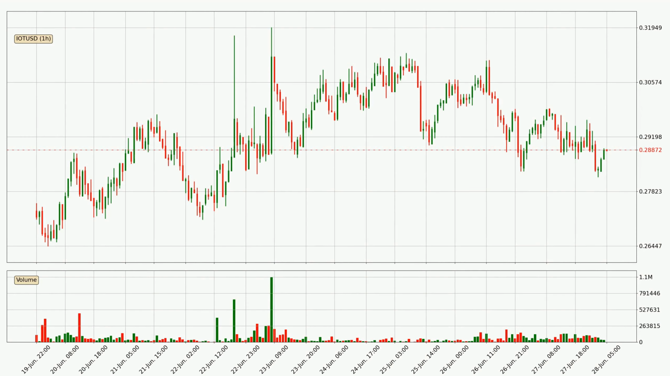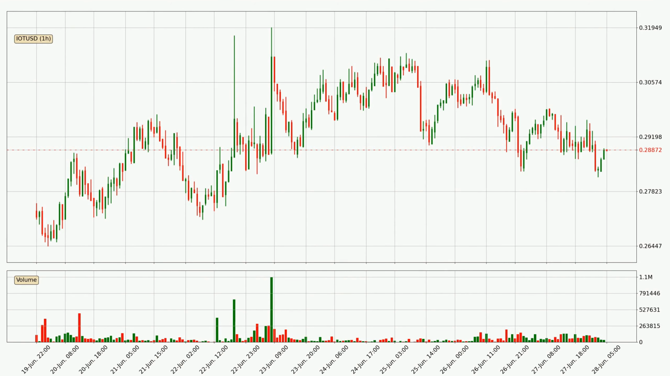In today's video you will find out how the price of IOTA has changed and what the technical indicators SMA, RSI, divergence and stochastic RSI are showing. If you are not familiar with the indicators, check out the explanation videos down below in the description.